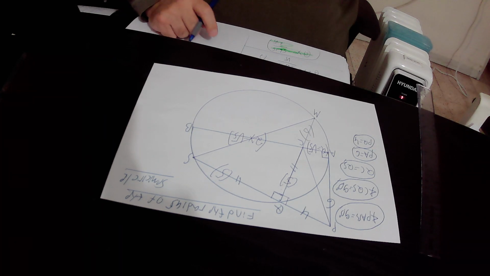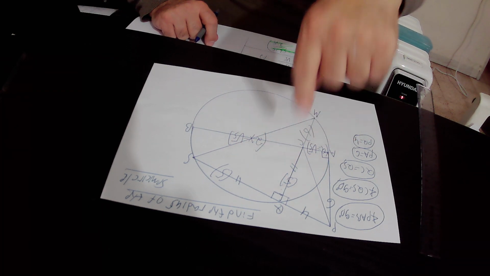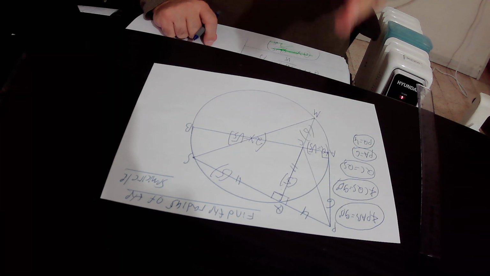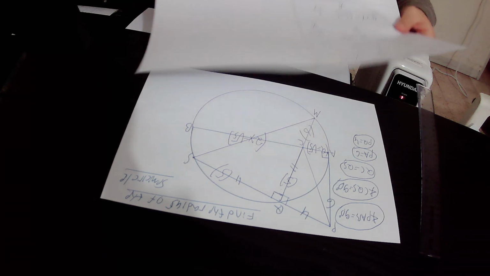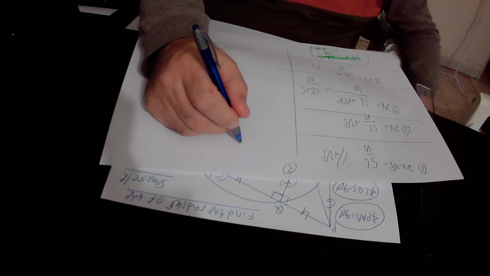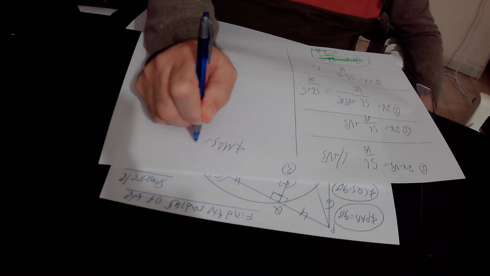So in the drawing we have peripheral angle MQS. This peripheral angle MQS equals 90 degrees. So I write it down here: peripheral angle MQS equals 90 degrees.